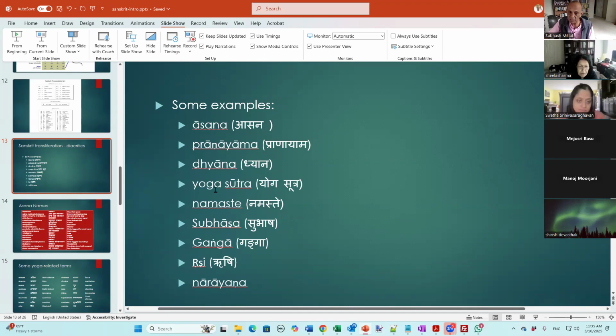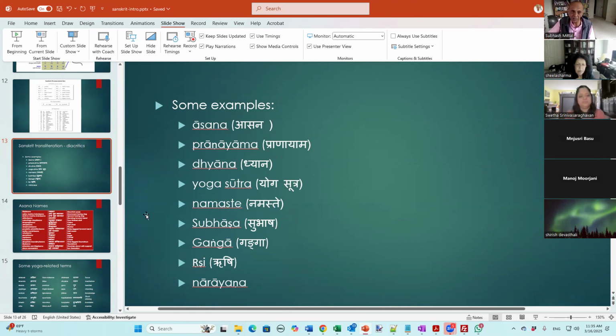Then yoga. It's not yoga. If it was yoga, there would be a bar on top of the a. So this is yoga sutra. Again, not sutra. But there is a bar on top of the u, so it becomes sutra. Namaste, no bar anywhere, so it is all short sound. Namaste.